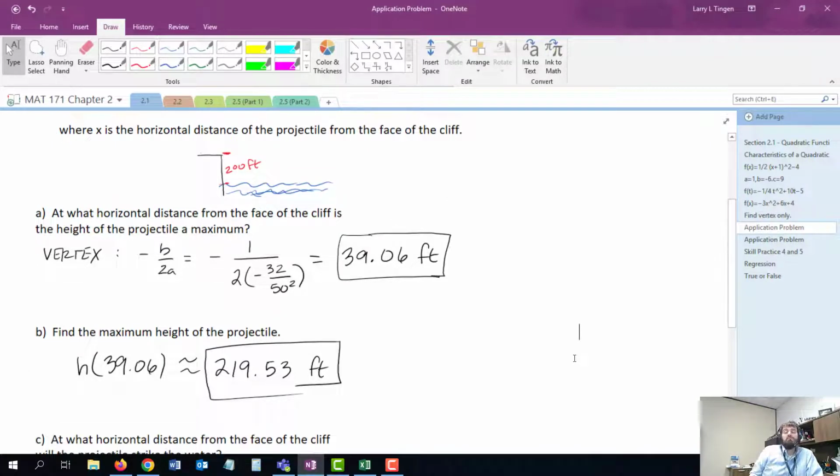So what does that mean? That means as of right now, I launched my projectile, right? And it peaked. There's the max. This was 219.53 feet, and that's elevation off of the water. And then how far out am I from the cliff? I'm at 39.06 feet.